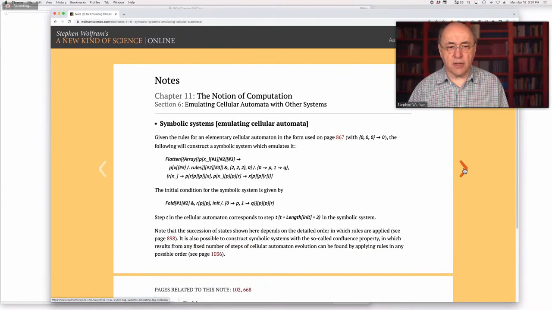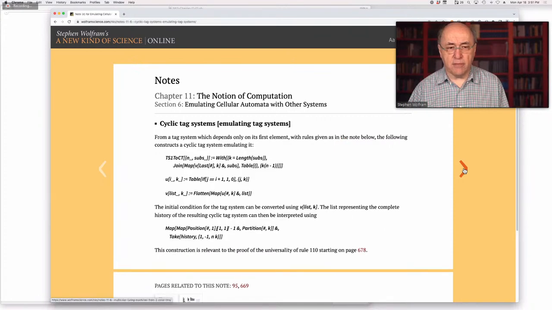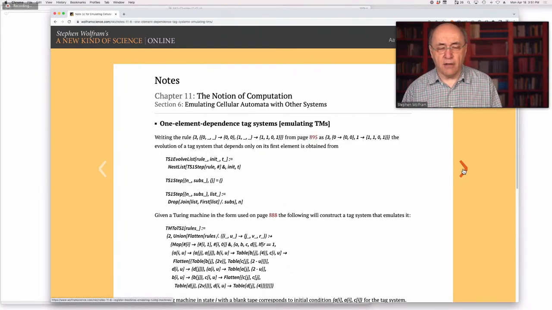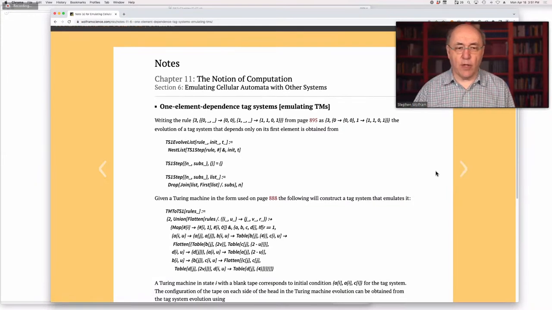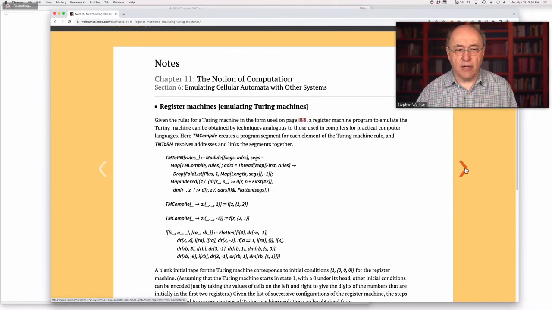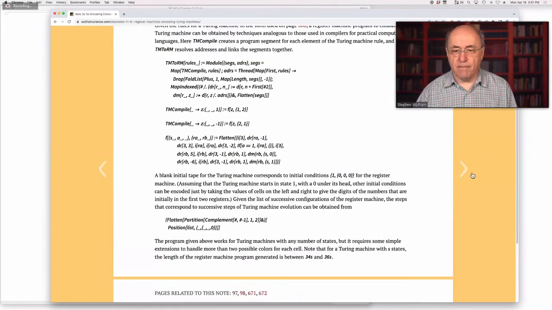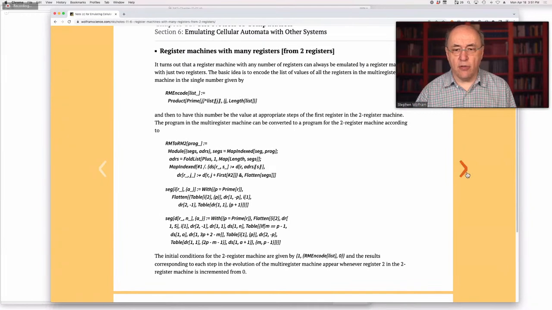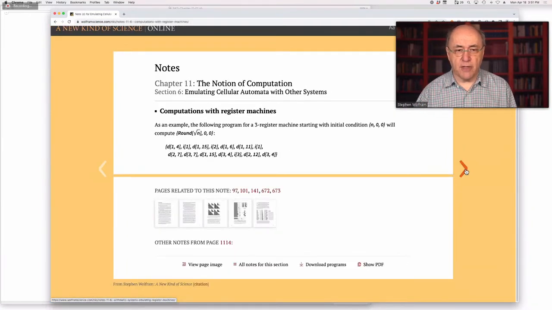Tag systems, symbolic systems, cyclic tag systems, multicolor Turing machines from two color, slightly more complicated. That's that fancy thing of the one element dependence tag system emulating a Turing machine. Register machines emulating Turing machines. Actually, these are not such complicated compilations. They're visually a little bit complicated, but they're not very complicated in terms of code. Register machine transformations.